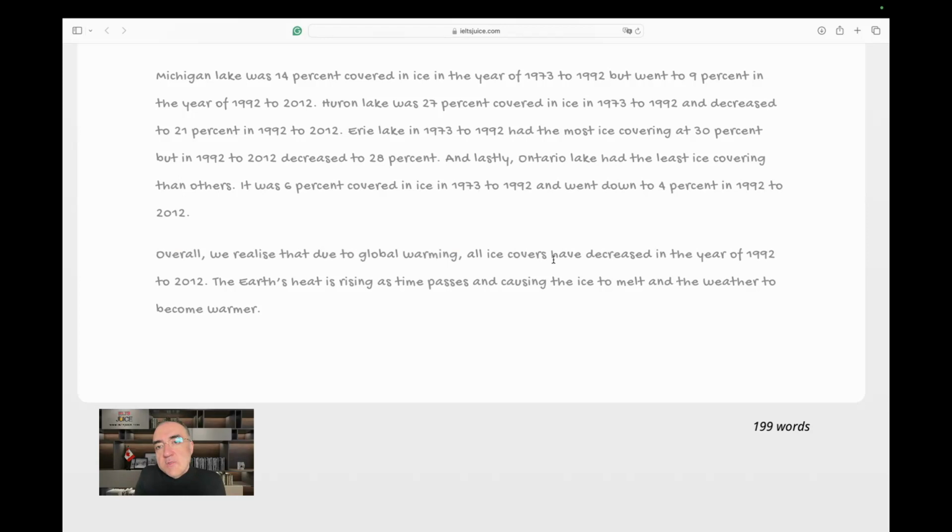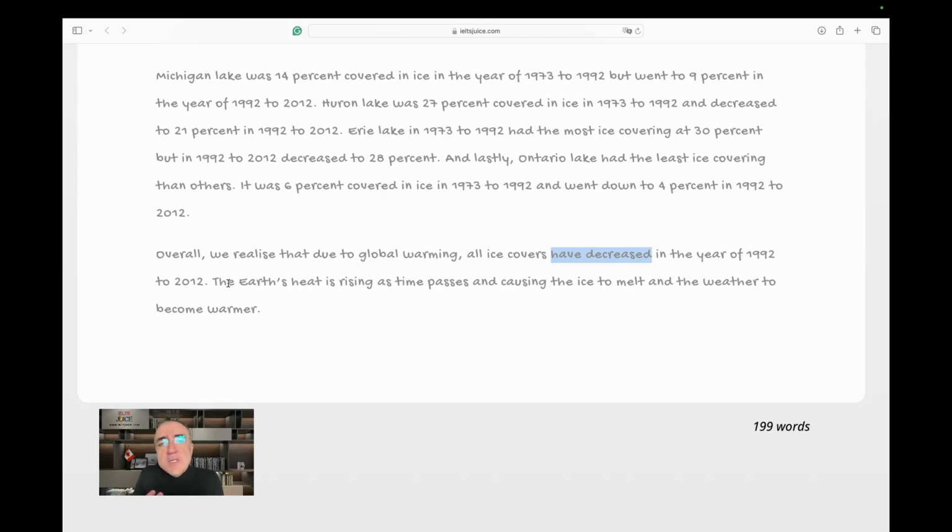All ice covers have decreased, in present perfect. Again, we don't have the information from 2012 all the way until now. We don't have that information. We cannot claim it. In the year 1970, well, if that is the case, even now it's grammatically inaccurate because covers decreased in the years 1992 to 2012.